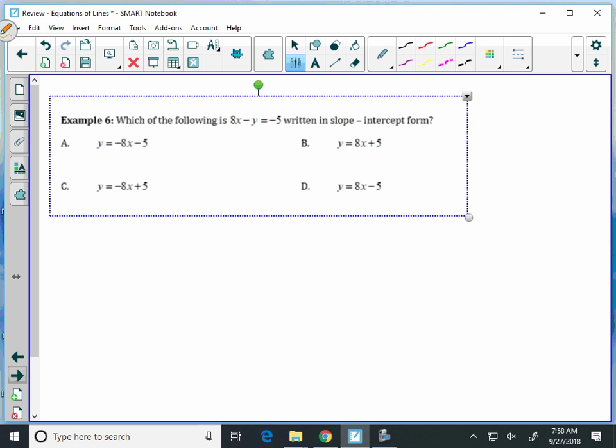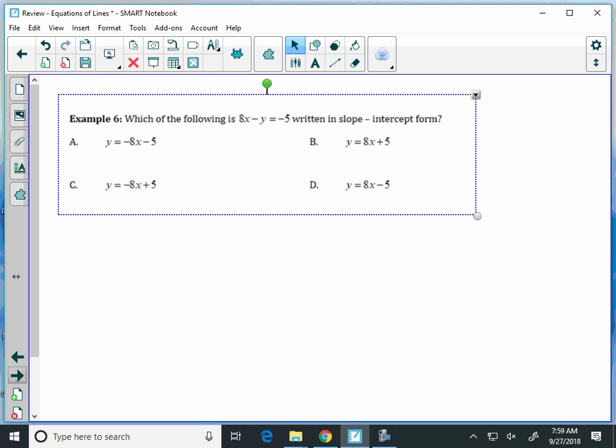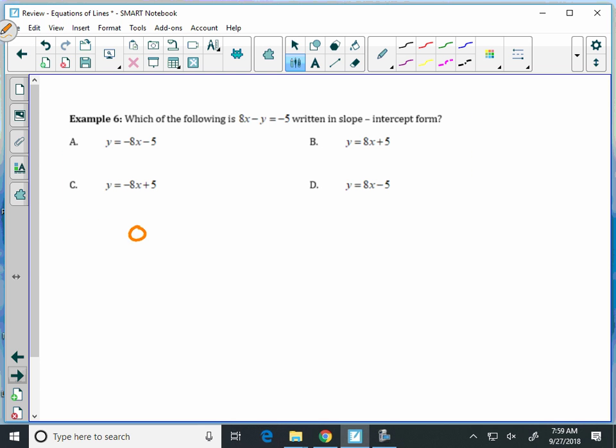Okay. Which of the following is 8x minus y equals negative 5 written in slope-intercept form? So we're just going to do again exactly what we just did. I'm going to rewrite it so you can easily see. What's our first step in getting y by itself? Cassie, what are we going to do first? Good. Do the opposite. We're going to subtract the 8x. Make sure, what's written in front of that y? A negative, so we have to rewrite that negative in front of the y. Sometimes we don't remember to do that, so be careful.